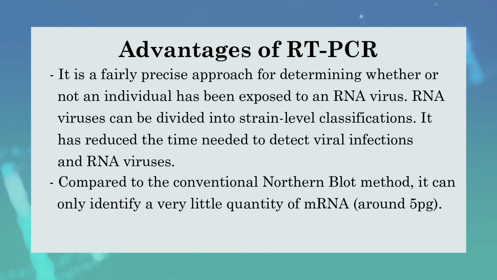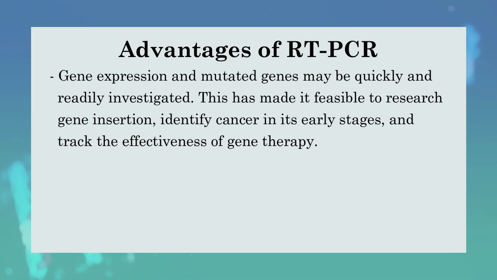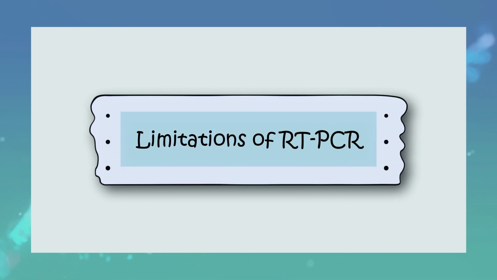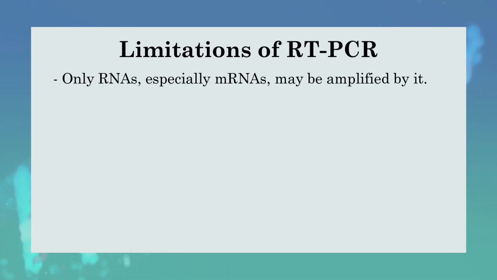Compared to the conventional Northern blot method, it can identify a very little quantity of messenger RNA, around 5 pg. Gene expression and mutated genes may be quickly and readily investigated. This has made it feasible to research gene insertion, identify cancer in its early stages, and track the effectiveness of gene therapy. It may be used to both identify and measure the sample RNA because it is a qualitative and quantitative procedure. Limitations of RT-PCR. Only RNAs, especially messenger RNAs, may be amplified by it.